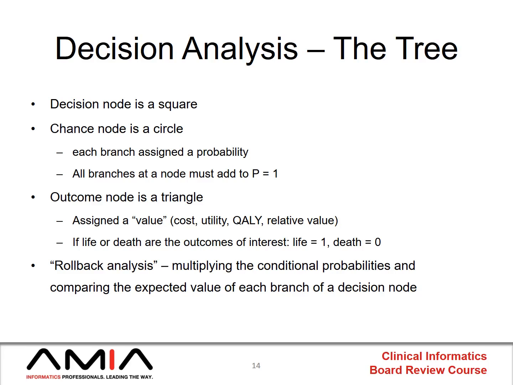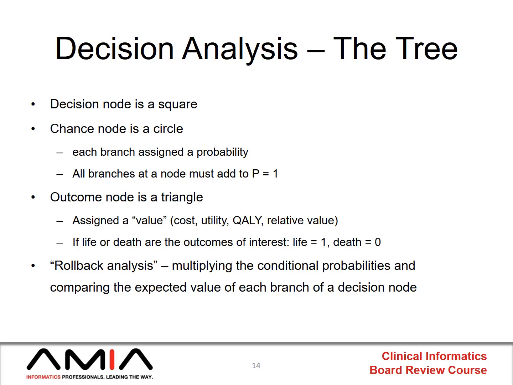Additionally, each branch of the chance node, where there is the possibility of a patient taking one out of a number of different branches, is assigned a probability, and the probability of each of those branches must sum to 1. And I'll give you an example of that.